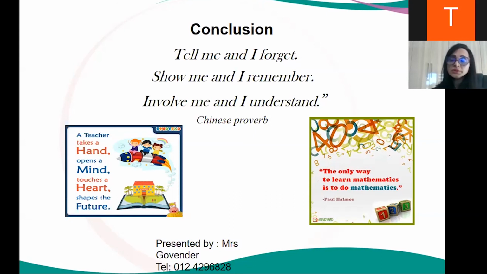Remember, in conclusion, I want to say, tell me and I forget. Show me and I remember. Involve me and I understand. What this Chinese proverb actually means is that you have to involve children all the time in their learning. Do not tell them, they're going to forget. Let them do and let them learn. And I just want to conclude also by saying, a teacher takes a hand, opens a mind, touches a heart, shapes the future. The only way to learn mathematics is to do mathematics.